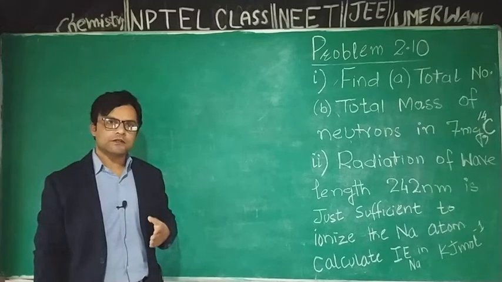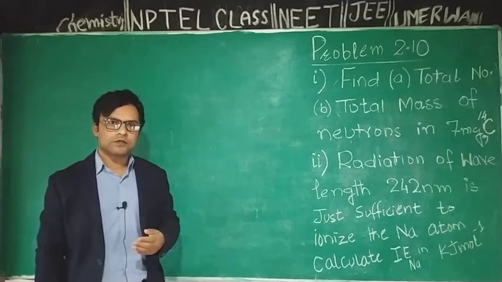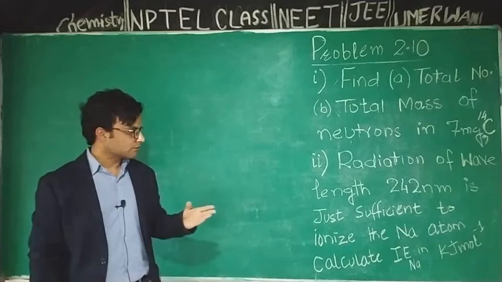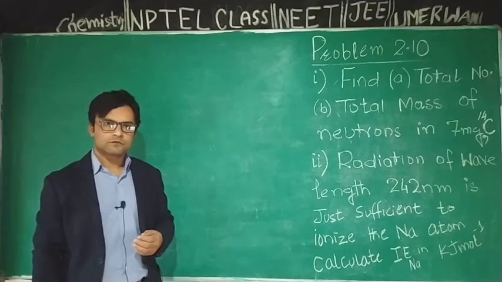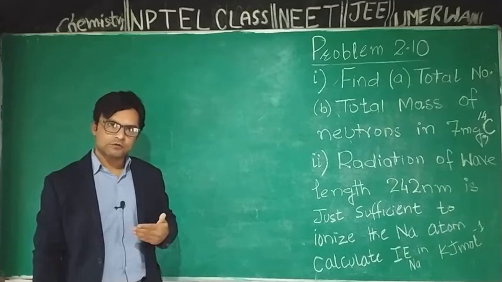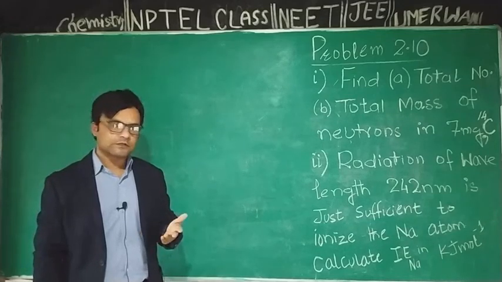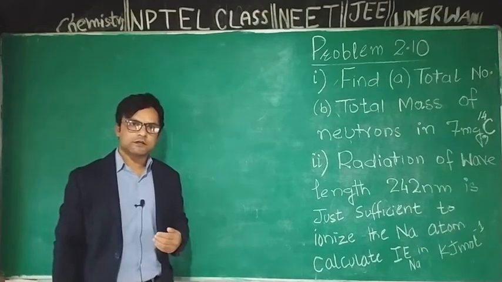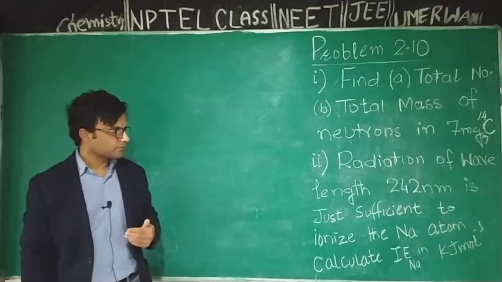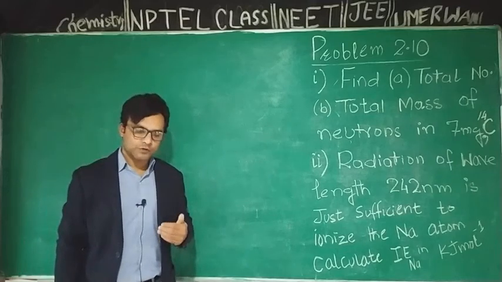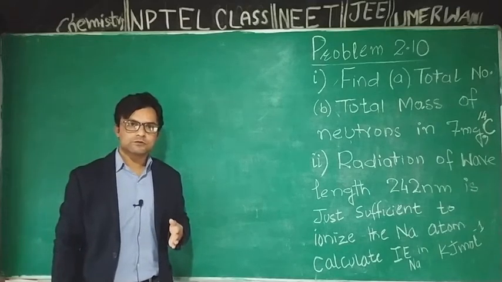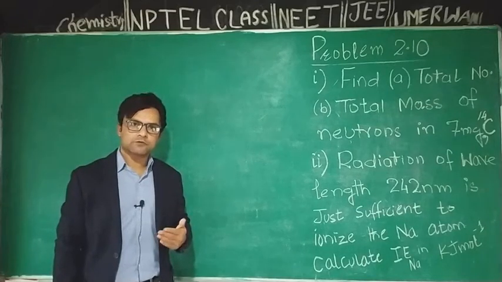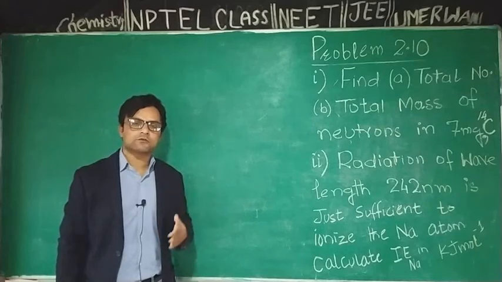It has enough energy to ionize the sodium atom, to remove the outermost electron from the sodium atom. By ionization we mean to remove the outermost electron from a gaseous sodium atom. And now we have to calculate the ionization energy of sodium, but report our answer in kilojoule per mole. For 1 mole of sodium atoms we have to calculate the ionization energy, and that too in kilojoules.